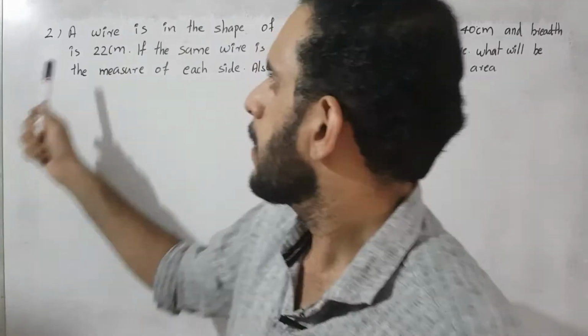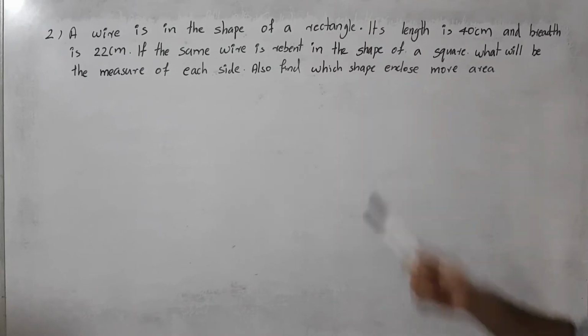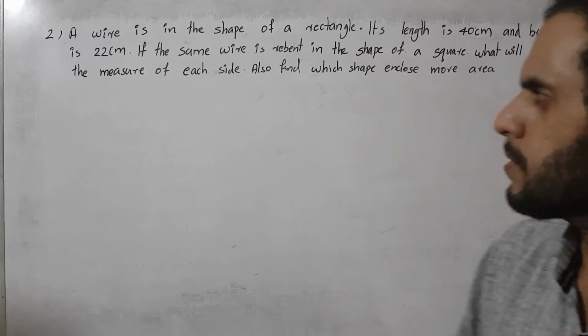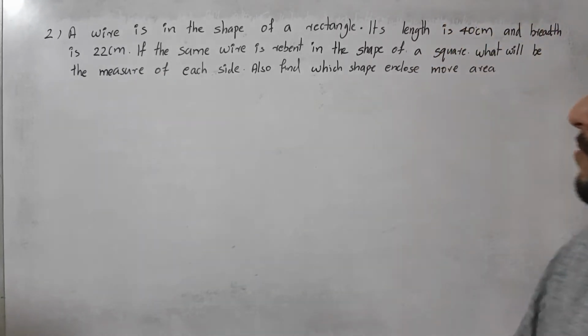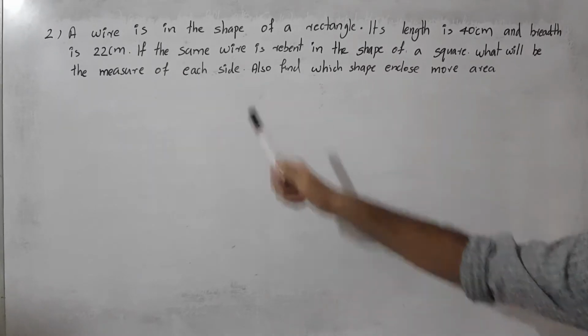The second question is: a wire is in the shape of a rectangle, its length is 40 centimeter and the breadth is 22 centimeter. If the same wire is rebent in the shape of a square, what will be the measure of each side?